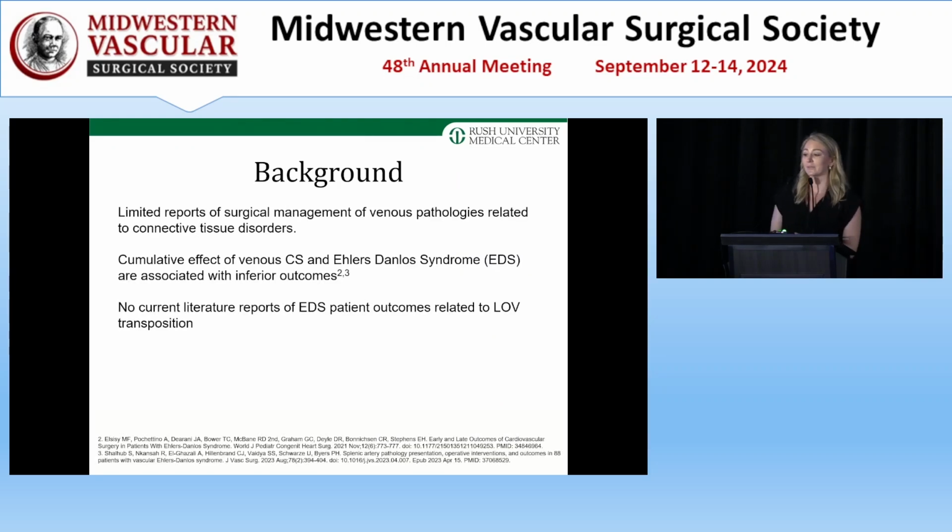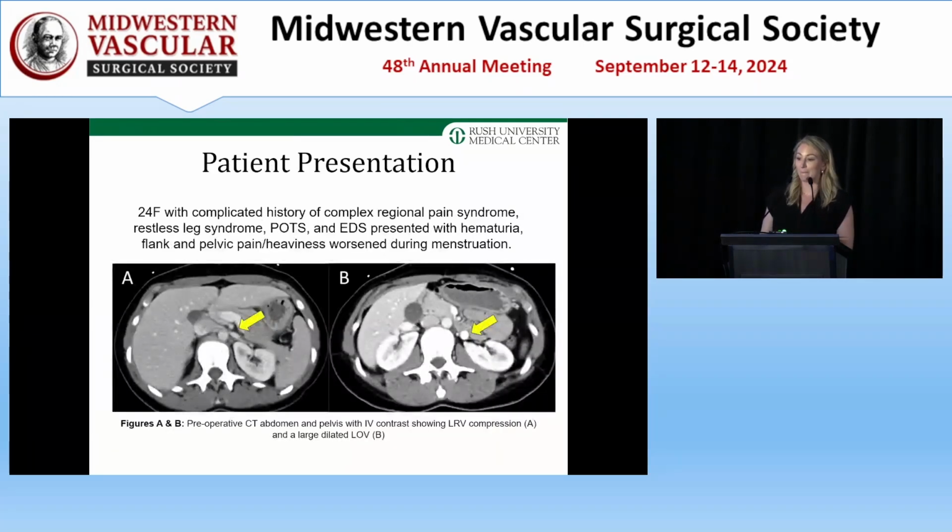While there are a vast number of reports and guidelines in respect to connective tissue disorders and arterial pathology, there is scarce information related to venous pathologies. There are rare case reports suggesting that a cumulative effect between these venous pathologies and Ehlers-Danlos syndrome leads to inferior postoperative outcomes. However, there are no current literature reports of Ehlers-Danlos in patients related to a left ovarian vein transposition.